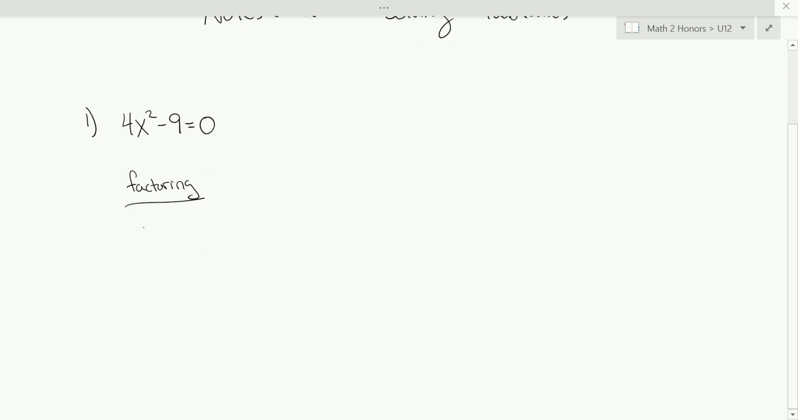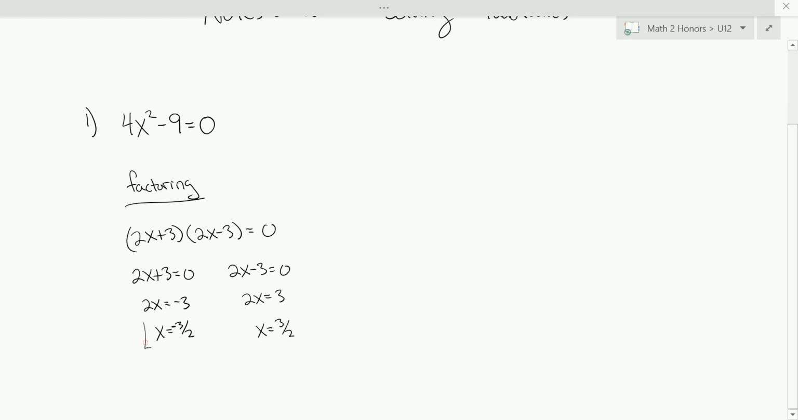So what does this factor to? 2x plus 3 times 2x minus 3 is equal to 0. Then set your factors equal to 0 and solve. We end up with 2x is negative 3, so x is negative 3 halves for the first one, and x is positive 3 halves for the second one, and we have our answer. That's what solving by factoring looks like.